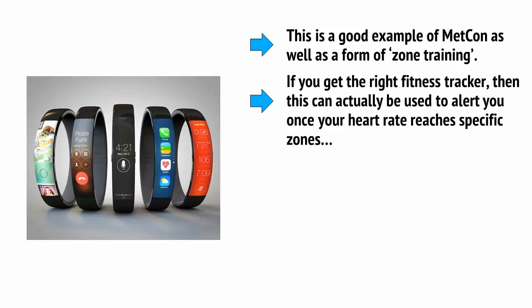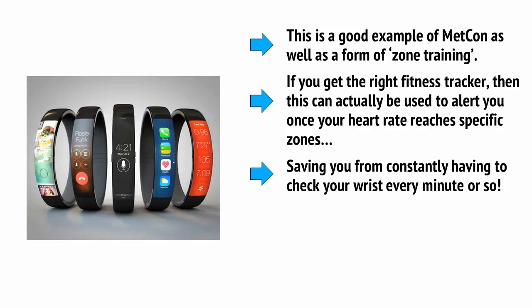If you get the right fitness tracker, then this can actually be used to alert you once your heart rate reaches specific zones, saving you from constantly having to check your wrist every minute or so.